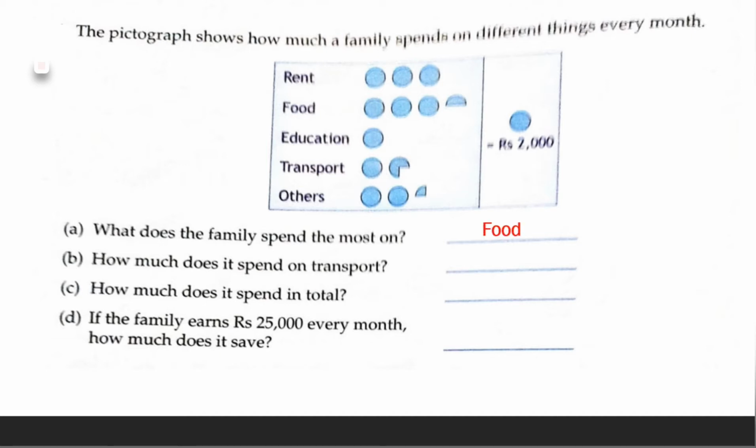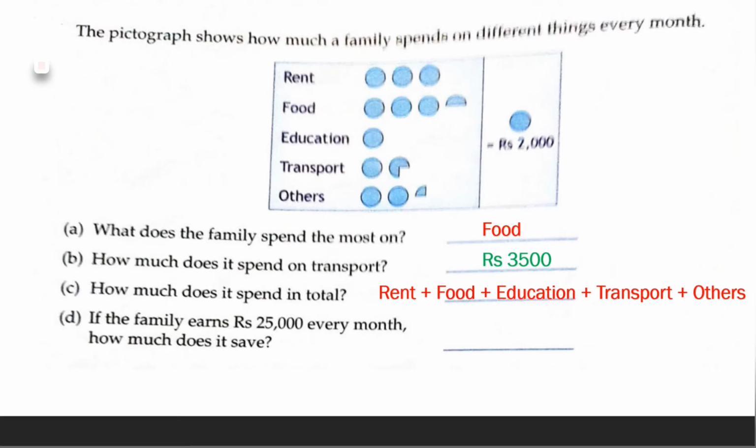So the answer is food. Next, how much does it spend on transport? We know that each circle represents 2000, right? And here a fractional part is shown, which is equivalent to 500 if you find out. So 2000 plus 1500 is equivalent to rupees 3500. Now we have to find out how much it spends in total. How are we going to find the total? It's rent plus food plus education plus transport plus others.